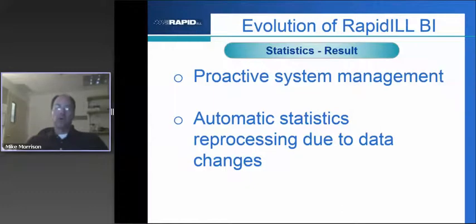We also could do automatic statistics reprocessing. If any changes were made to the data within 10 days or less, it would be reprocessed automatically within 15 minutes. If it was more than 10 days, it would be processed that night.